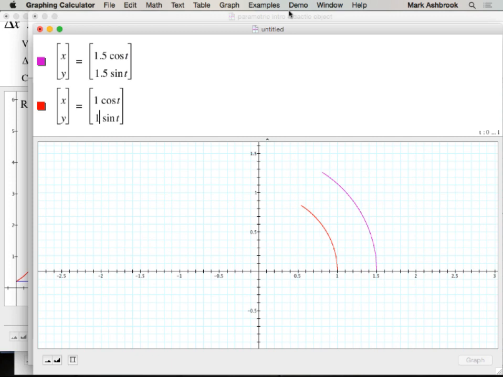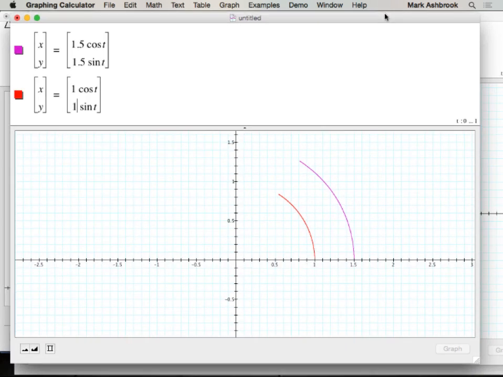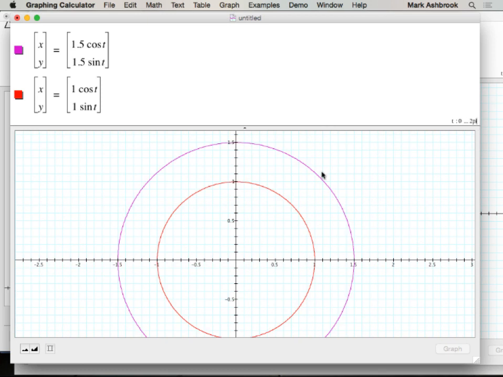Okay, so here are those two parametric circles. Now, if I want to get the whole circle for the face, the outside, what can I do to get the whole circle? You want to include the 2 pi on the t? Or do the 0 to 2 pi? Okay, so if I go from 0 to 2 pi here, I get the whole circles.